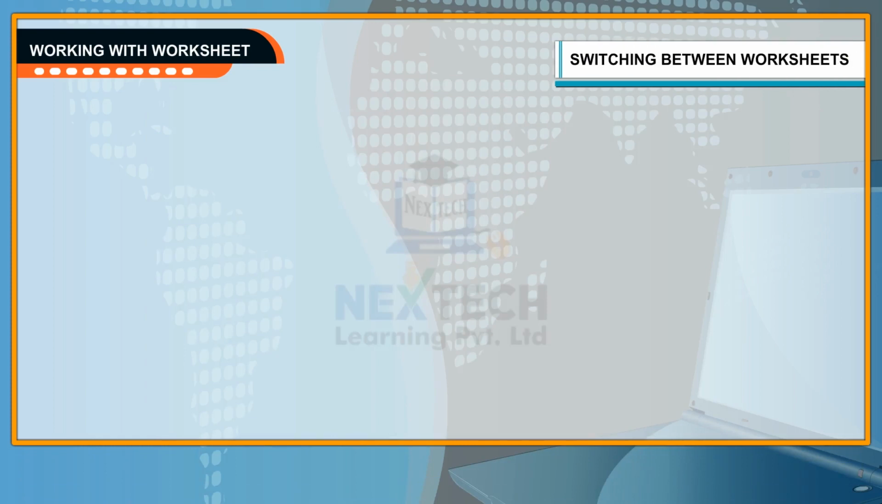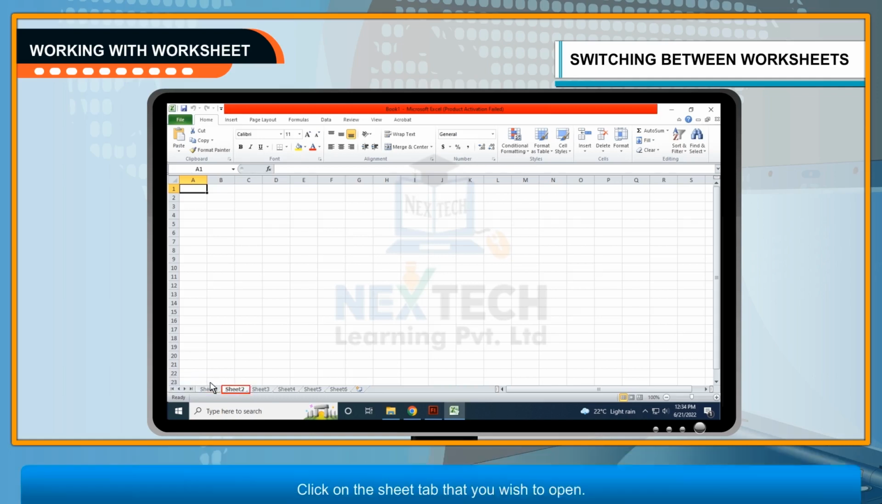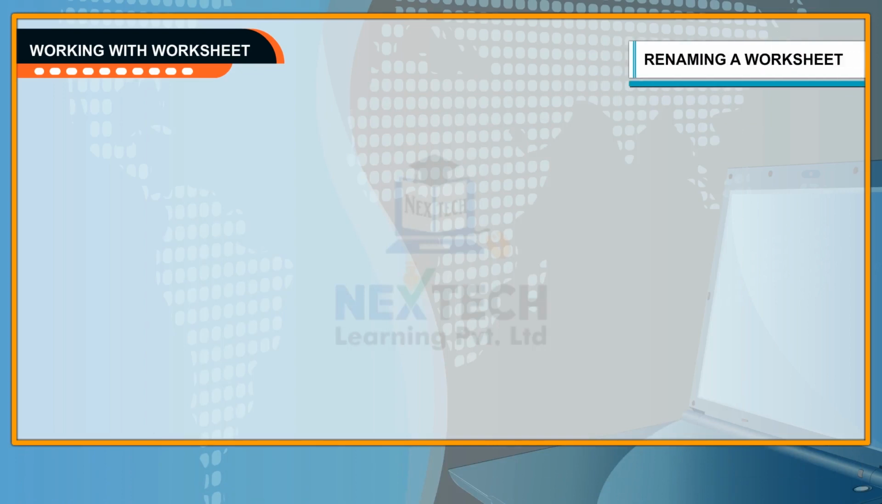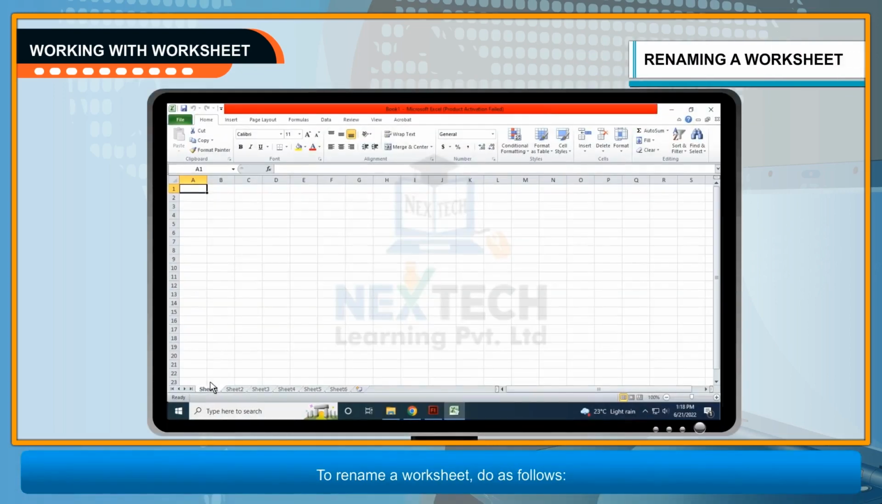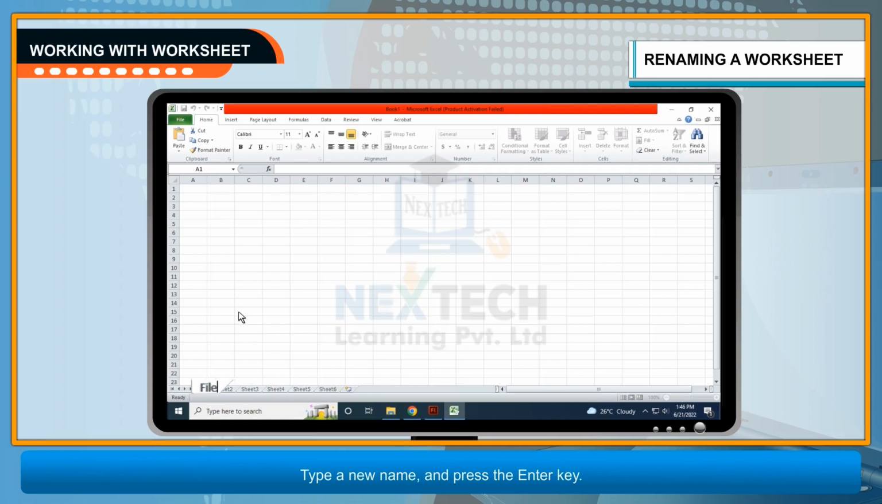Switching between worksheets. While working in Excel, you can easily switch between the worksheets. Click on the Sheet tab that you wish to open. Renaming a worksheet. To rename a worksheet, do as follows. Right-click on the Sheet tab to be renamed. Choose the Rename option in the shortcut menu. The Sheet tab gets highlighted. Type a new name and press Enter key. Or simply double-click on the Sheet tab that you wish to rename. It gets highlighted. Type a new name for it and press the Enter key.